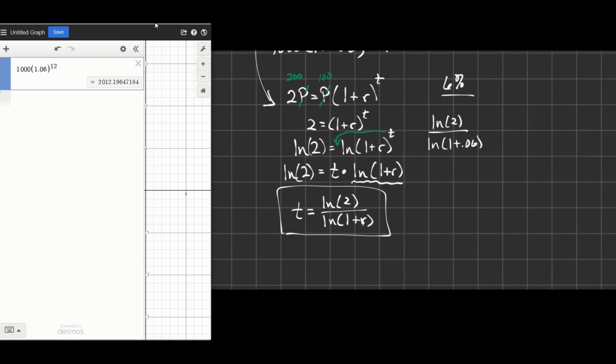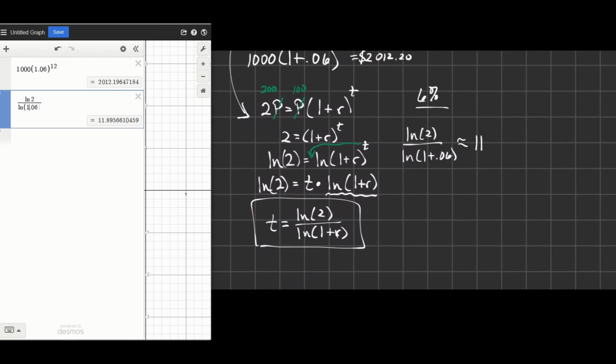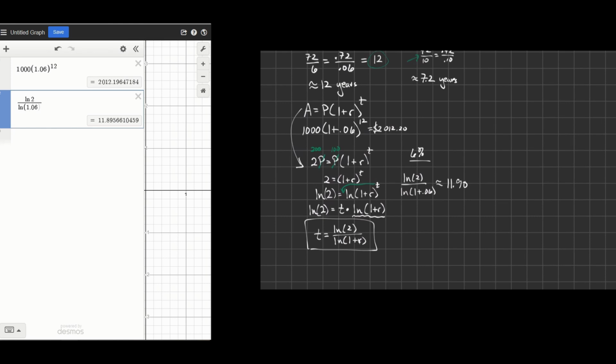And if I drop that over here in my formula, let's do natural log of 2 divided by the natural log of 1.06. You'll see that's about 11.89, about 11.9. If you remember earlier, we said the approximation for this was about 12 years. So 11.9 is the actual. Again, that's a slight rounding, but 11.89566, that's like the exact number of years it would take it to double.